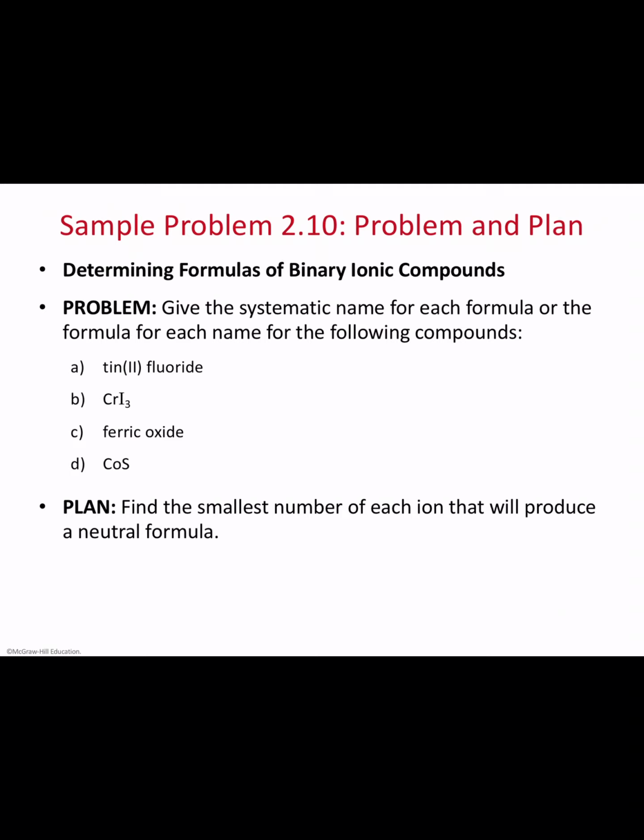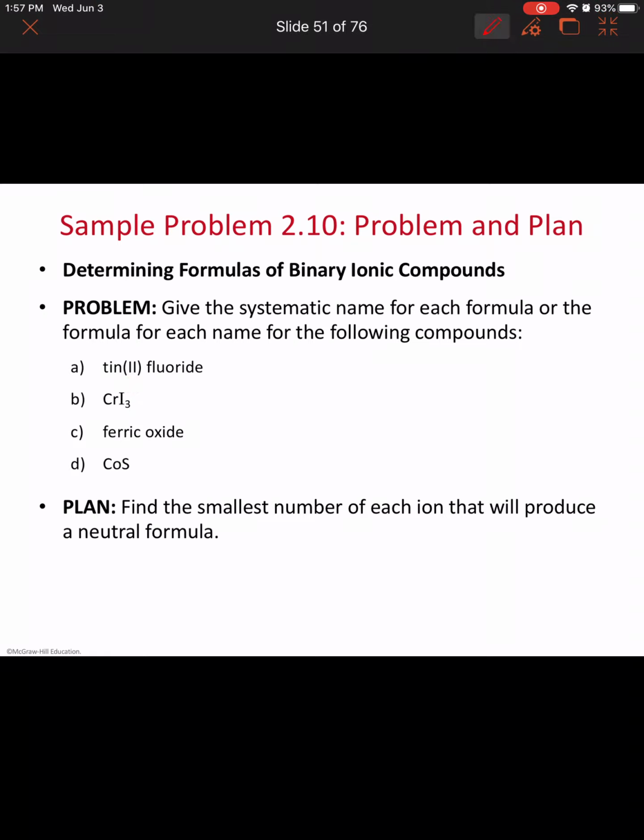Okay, now with that in mind, give the systematic name for each formula or the formula for each name for the following compounds. Now we have tin(II) fluoride. We have to give the formula now. It's given tin(II), and tin has more than one oxidation state that we saw. It could be 2 or 4. In this case, it's 2. So we know that tin has oxidation number, or charge, +2.